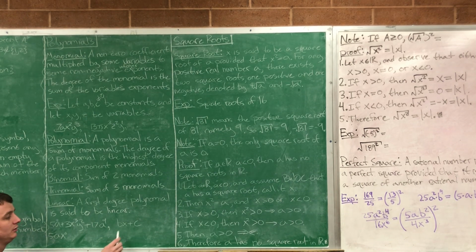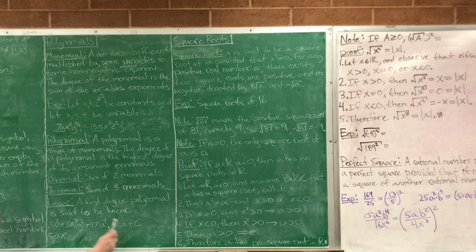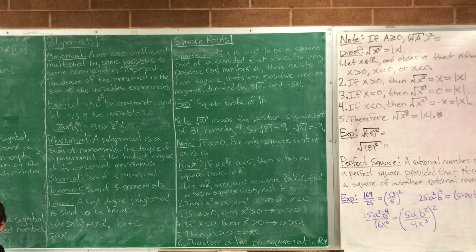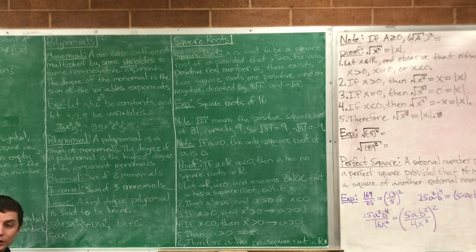Now let's look at this one. bx. Is that a monomial? Yeah. c. Is that a monomial? Yeah. So it's a polynomial composed of 2 terms. We call that a binomial. What's the degree of this term? 1. What's the degree of this term? 0. So what's the degree of the whole polynomial? 1. So since the degree of the whole polynomial is 1, this is called a linear polynomial.